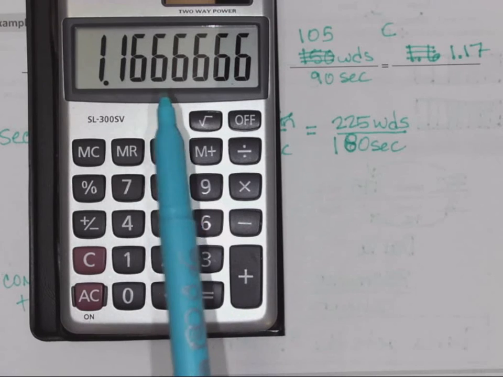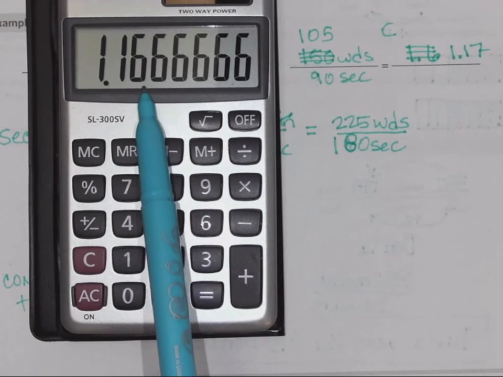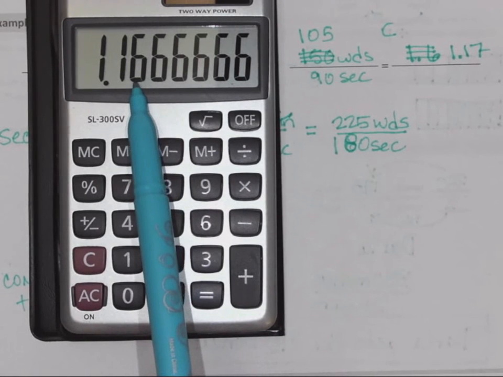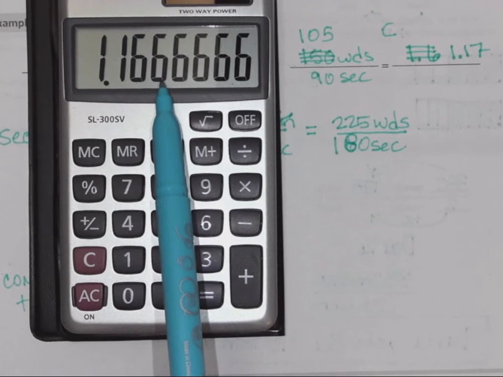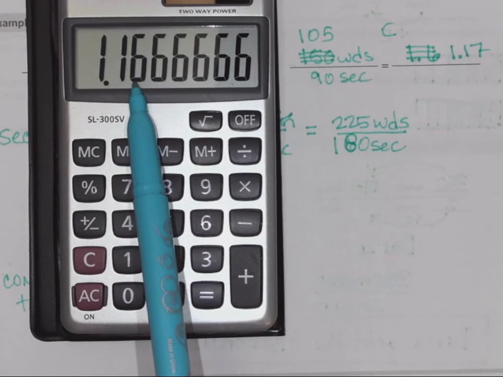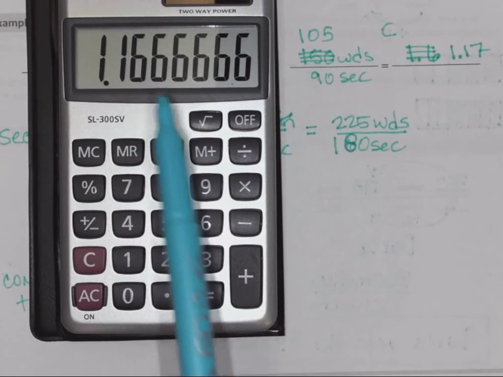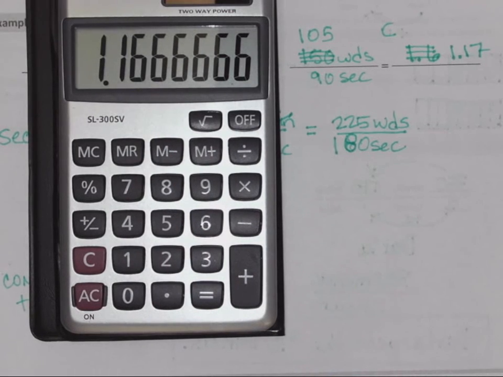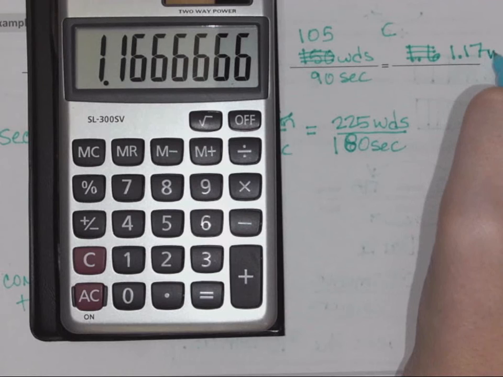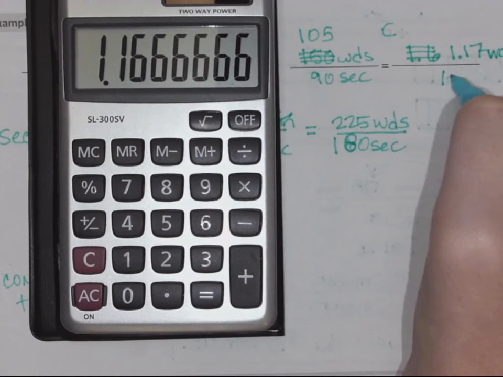Yes. We're rounding to the hundredths place. In order to know whether we need to round up or keep it the same, we look next door. This number is 5 or more, so we round up. 1.17. 1.17 what? Words per second.